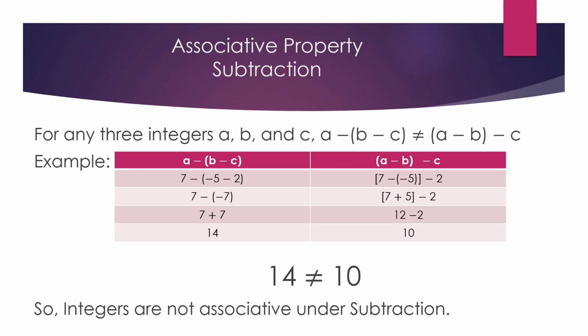Now look into the RHS. Here we subtract 7 and minus 5, we get 12. Again, when we subtract 12 and minus 12, we get 10. So is the result same? No, they are not equal. So, integers are not associative under subtraction.